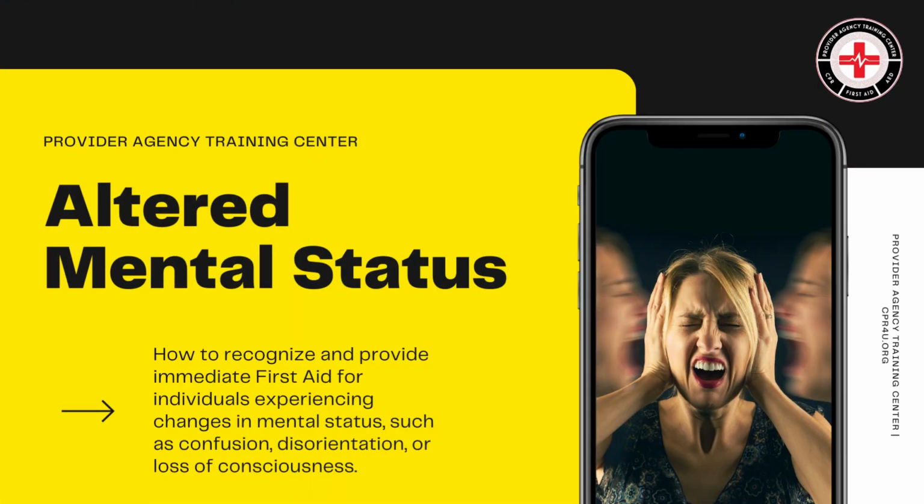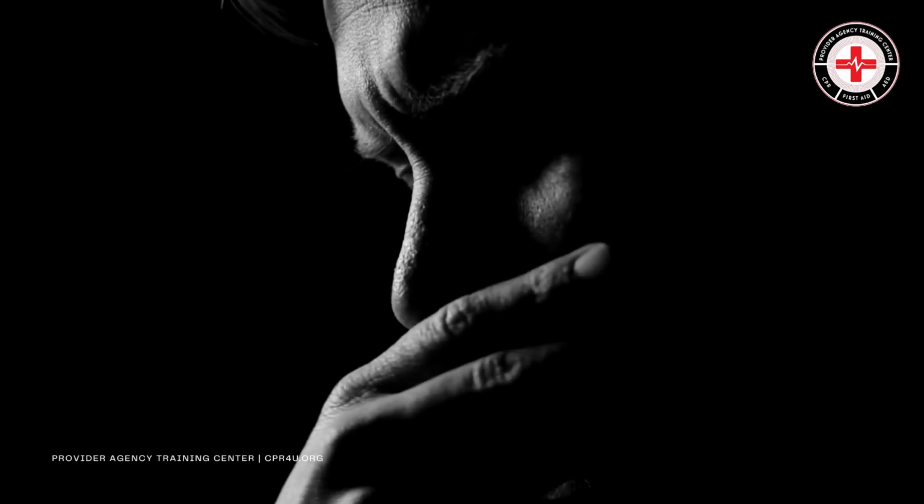Welcome to this section on altered mental status. In this training, we will discuss how to recognize and provide immediate first aid for individuals experiencing changes in mental status, such as confusion, disorientation, or loss of consciousness. Altered mental status can be caused by various factors, including medical conditions, head injuries, drug overdose, or severe infections. It is crucial to respond promptly and appropriately to ensure the person's safety and well-being.